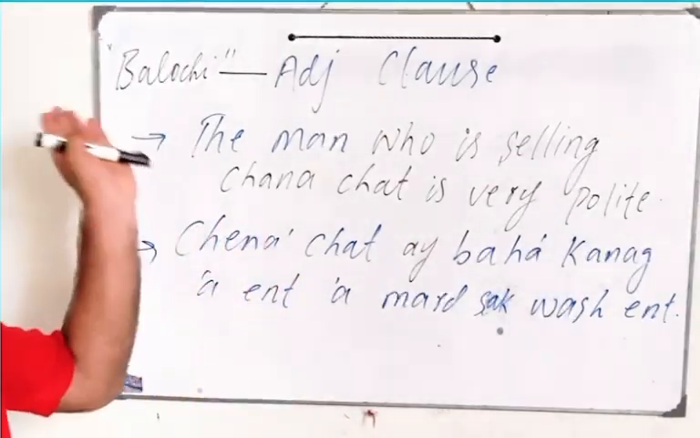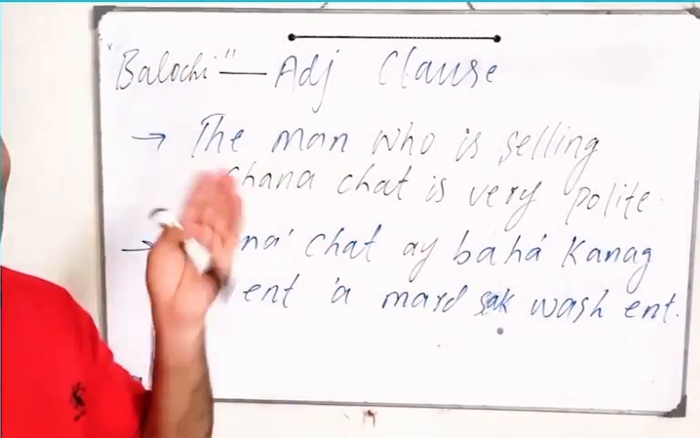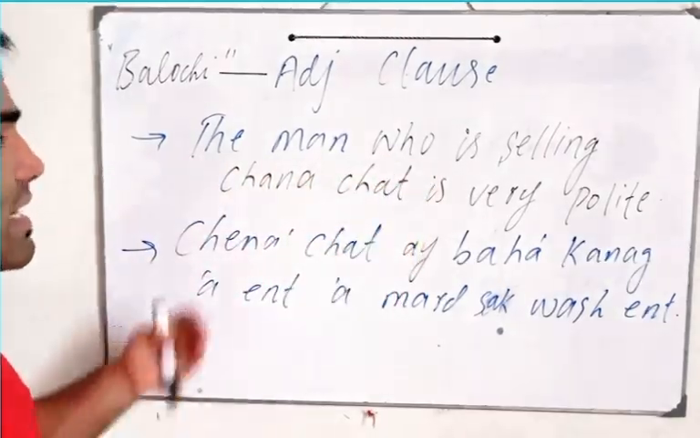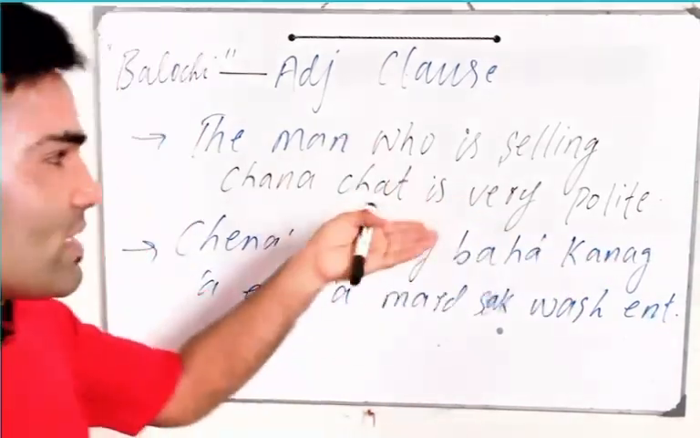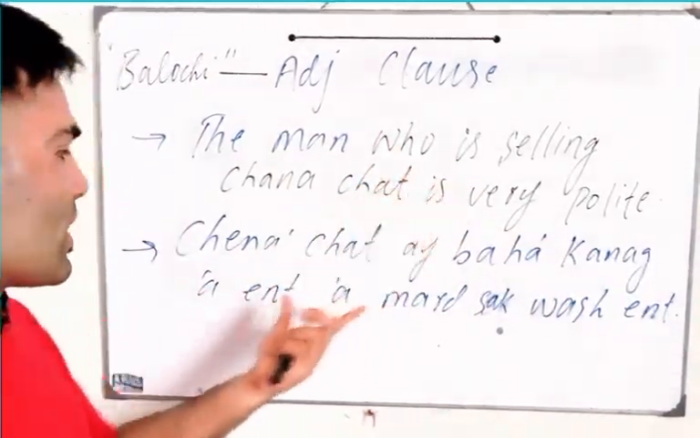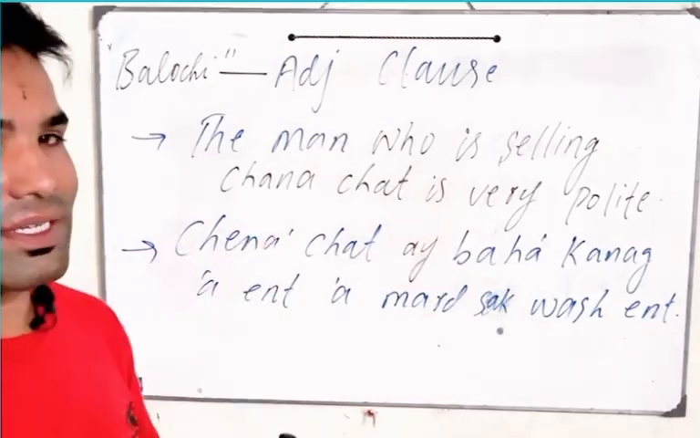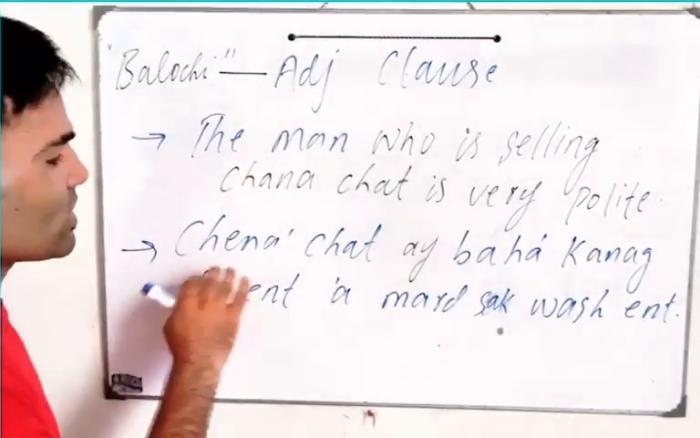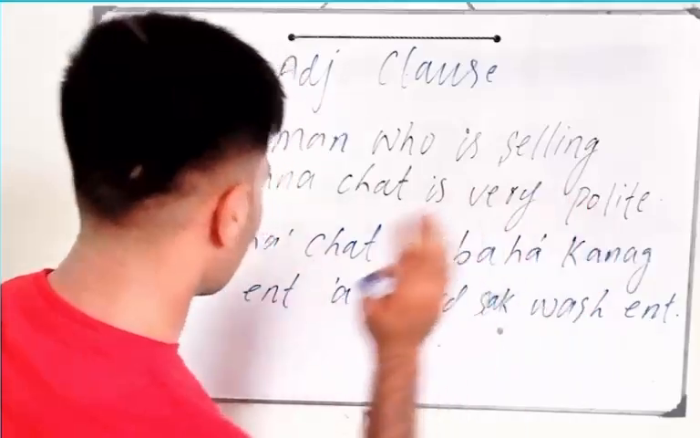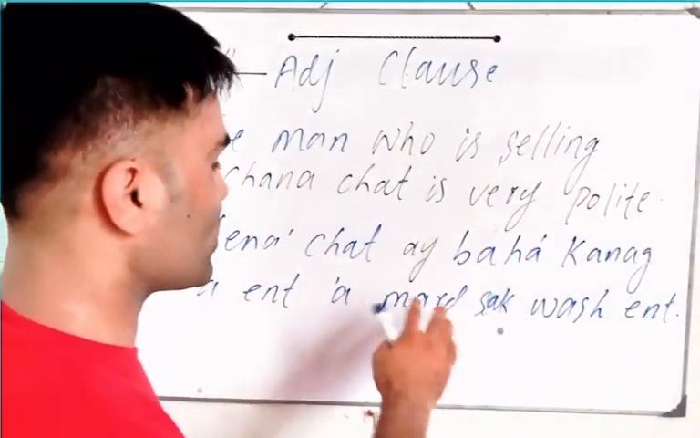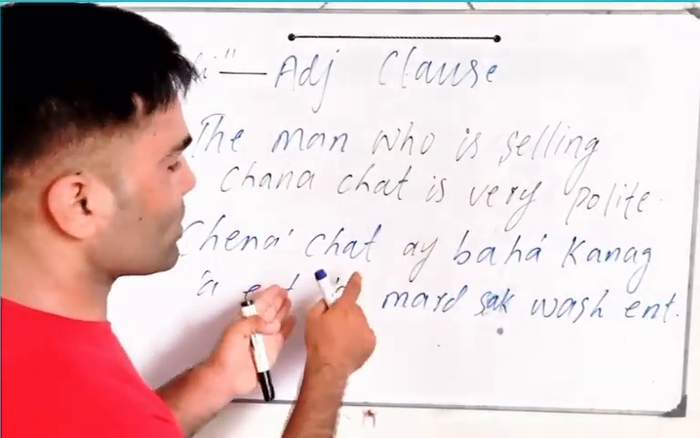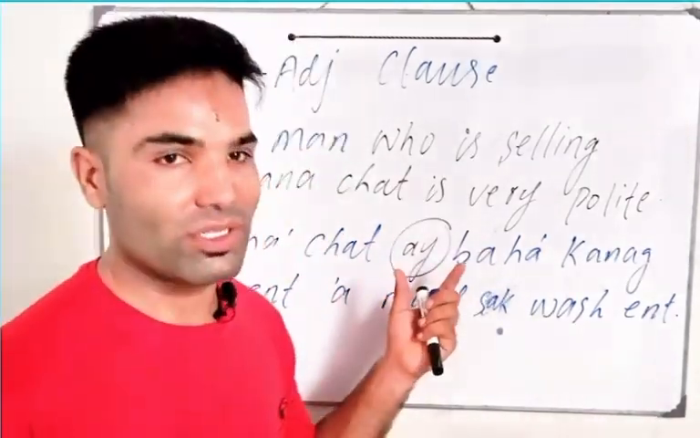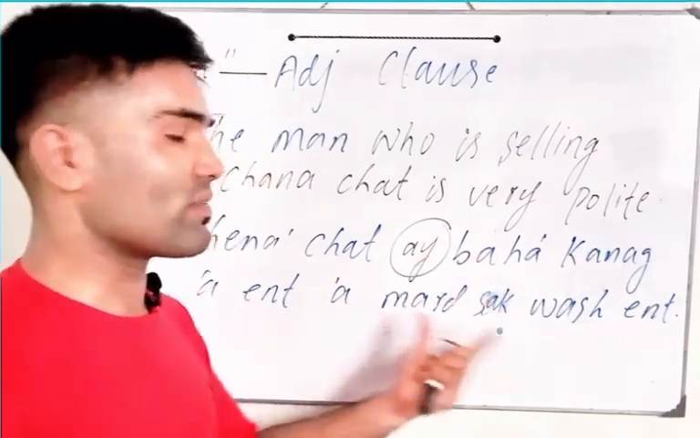Okay dears, let's look at the comparison of Balochi and English. Here is an English clause: The man who is selling chana chaat is very polite. In this example you would see the adjective clause very nicely, and the same is here, but the difference is because of the structure, the parameters that we studied before. In Balochi you would see chana chaate baha kanage and Ahmad sak washin. Here we are talking about the person, and this is not a relative pronoun. This is a glottal stop that we use, and then we say the further sentence.